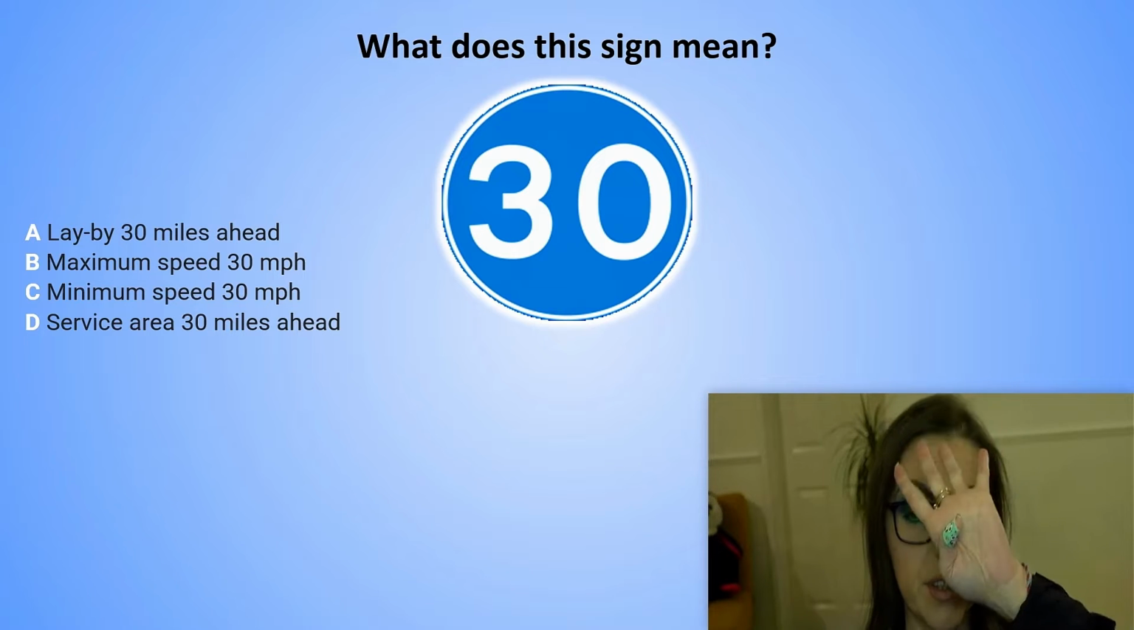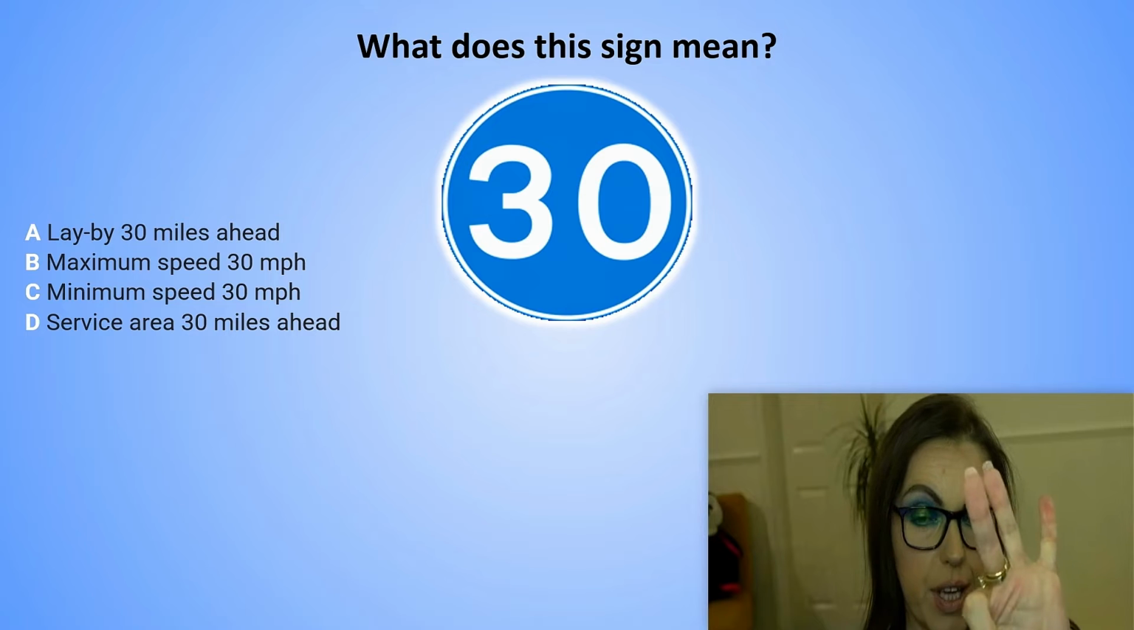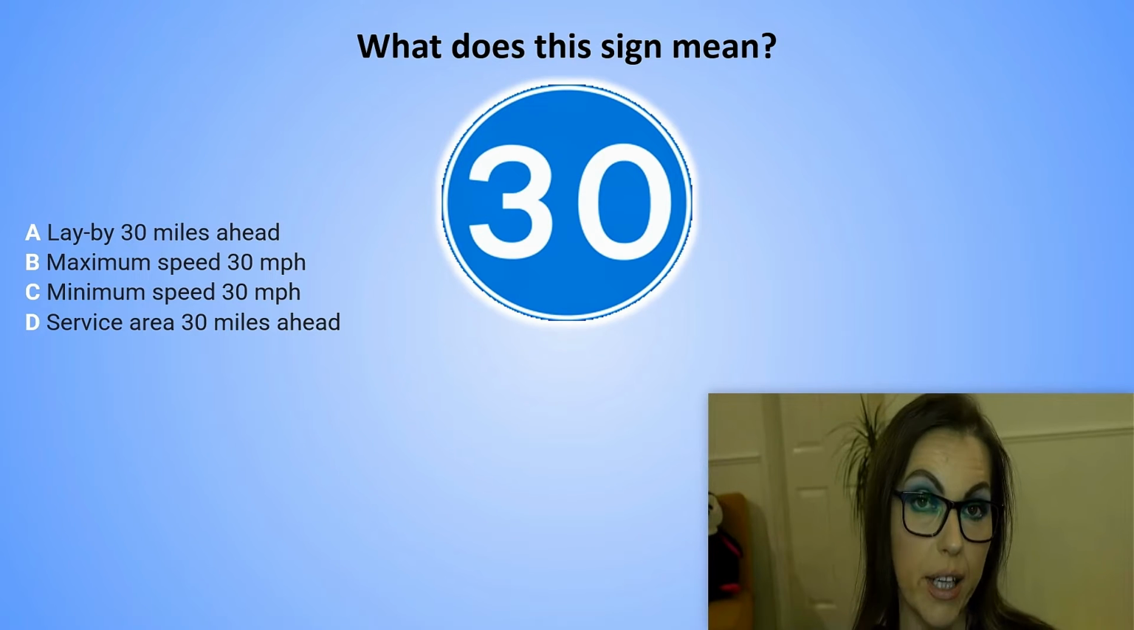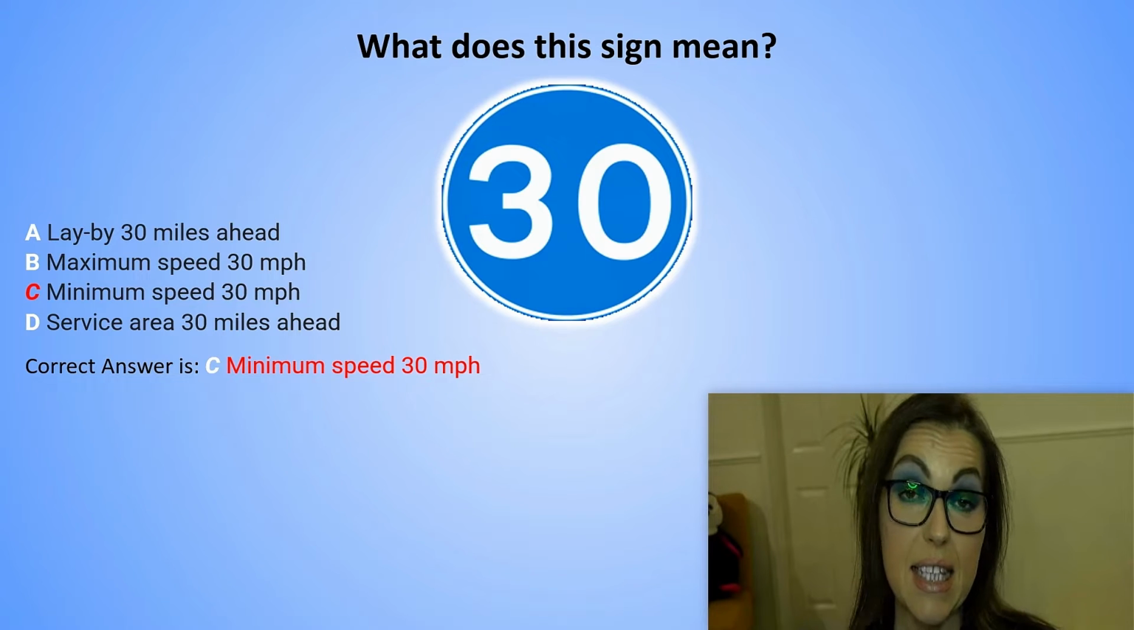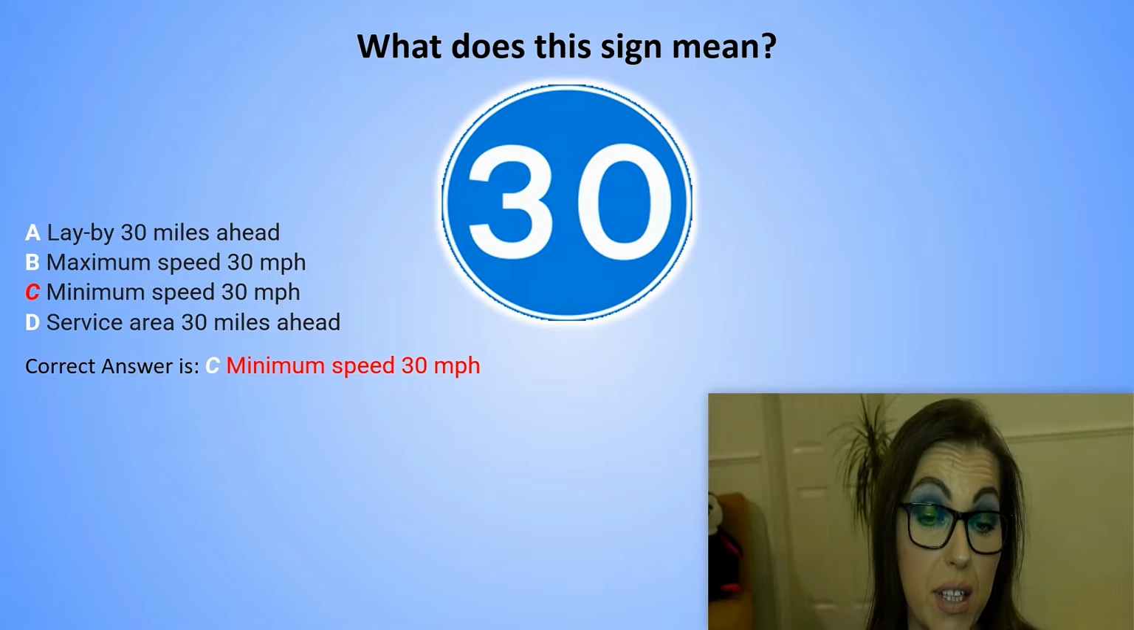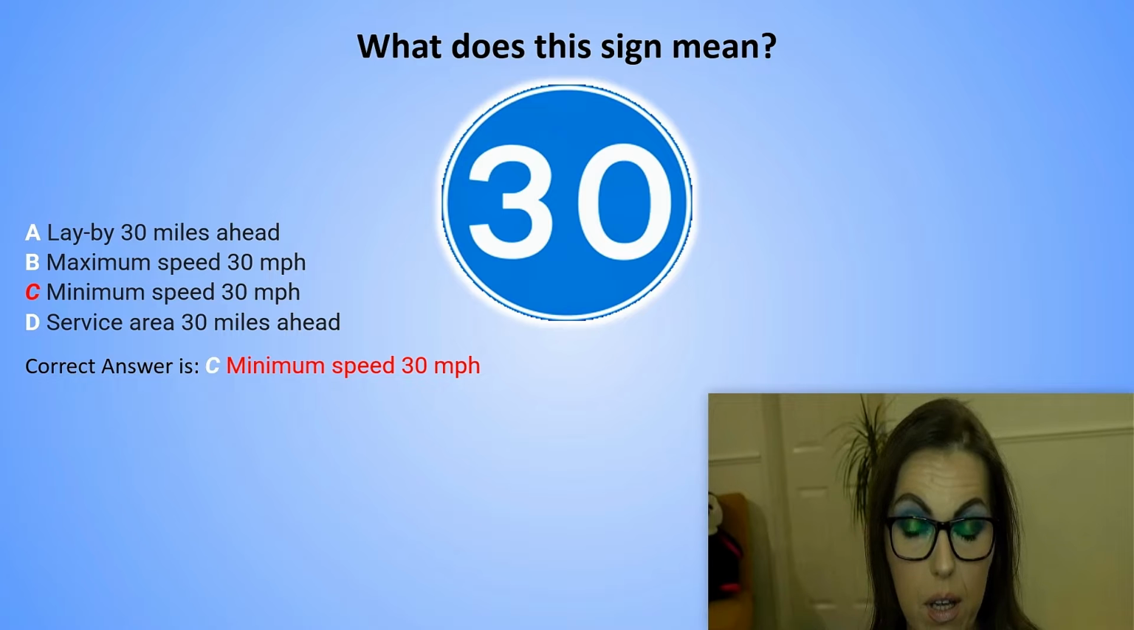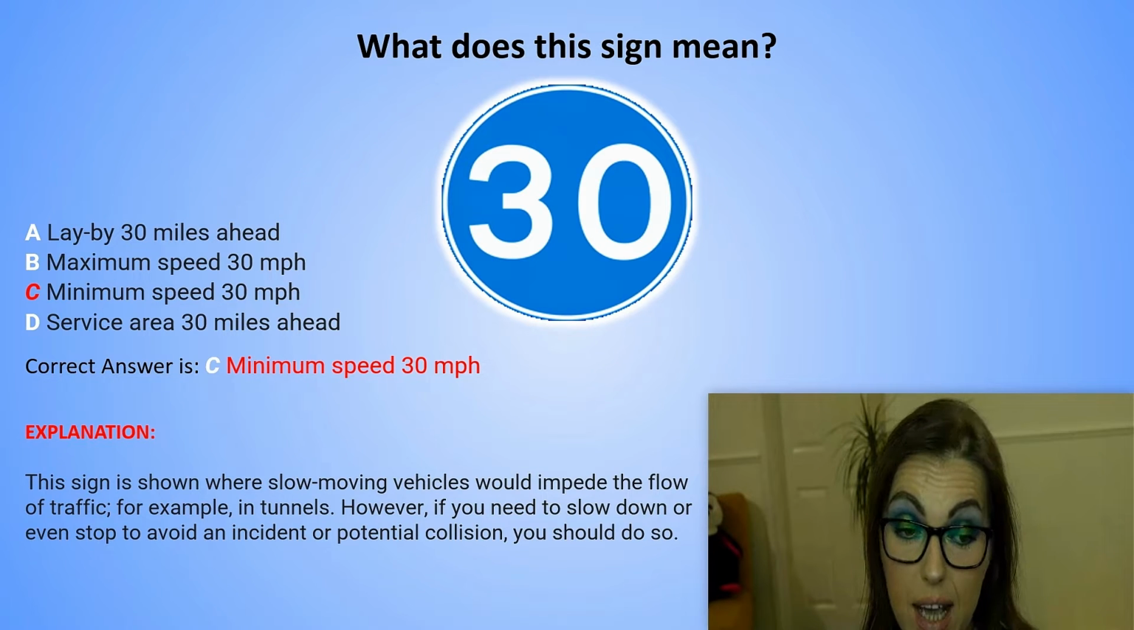5, 4, 3, 2, 1. The correct answer is C. Minimum speed 30 miles per hour. Explanation. This sign is shown where slow-moving vehicles would impede the flow of traffic, for example, in tunnels. However, if you need to slow down or even stop to avoid an incident or a potential collision, you should do so.